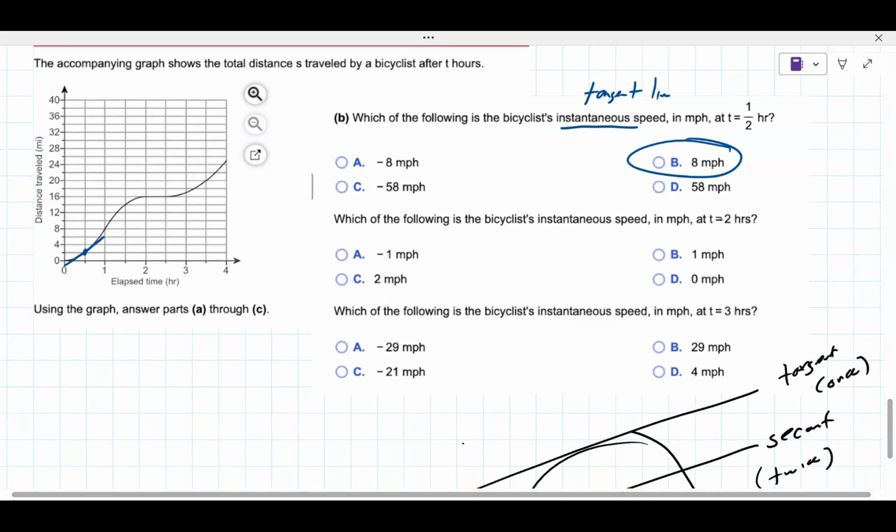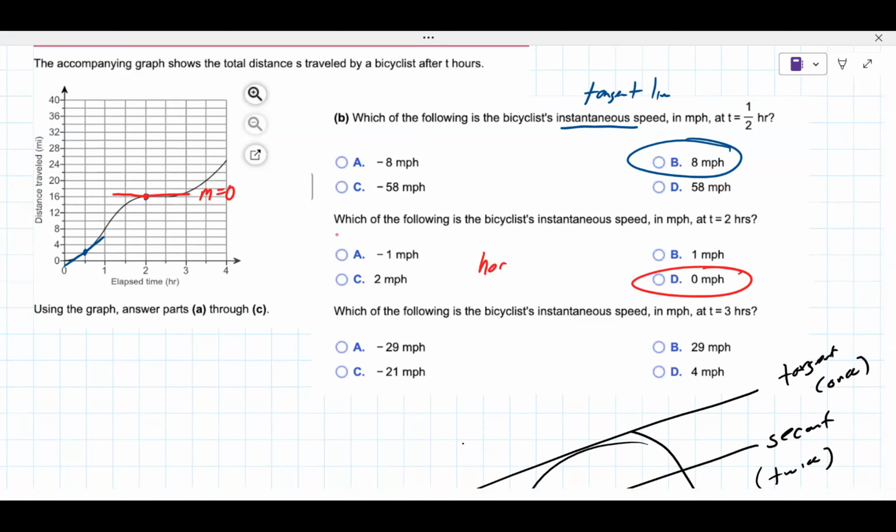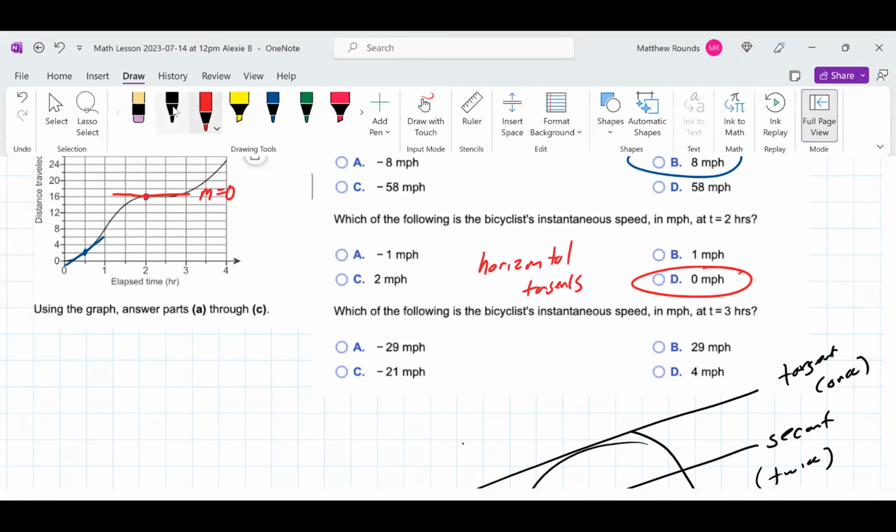Now at 2, there's 2. Let me actually switch colors here. There's a horizontal tangent there. Do you see that? So that's 0. That's a slope equal to 0. So horizontal tangents have a slope of 0.